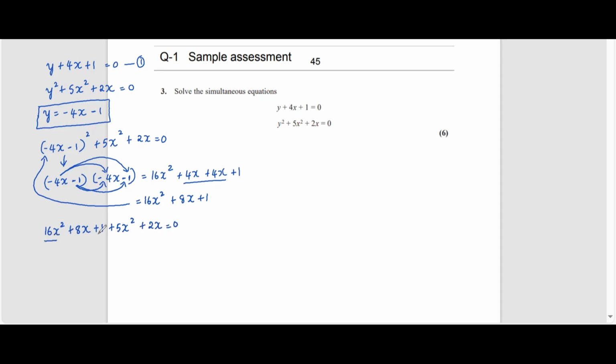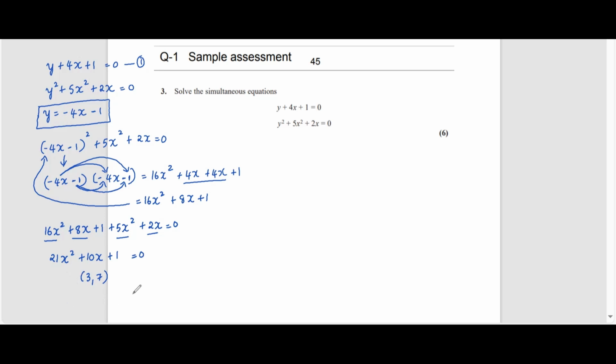Collecting the like terms, 16x² plus 5x² gives us 21x². 8x plus 2x gives you 10x, plus 1 equals 0. Now we need to factorize this quadratic. We need two numbers that multiply to give 21 and add to give 10. That is 3 and 7. 3 and 7 multiply to give 21 and add to give 10.